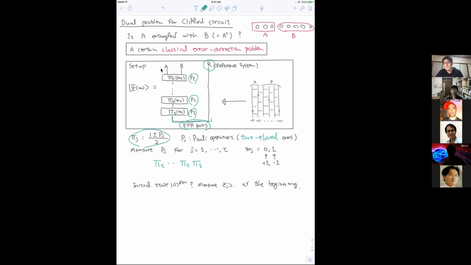Now, here, if you want to study the case with the product state as an initial state, then you can just measure every qubit at the beginning in the z basis, and it will reset your initial state to, let's say, the all zero state. So this setup can explain everything we would be interested in.